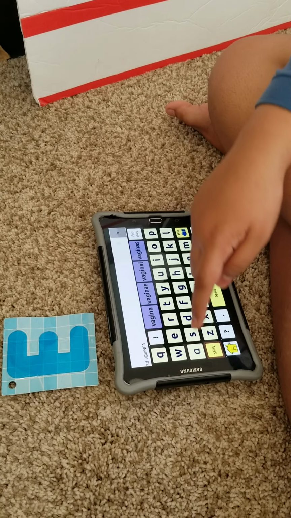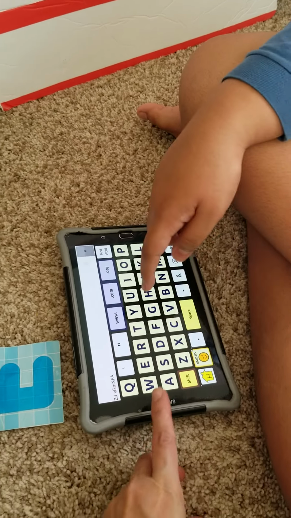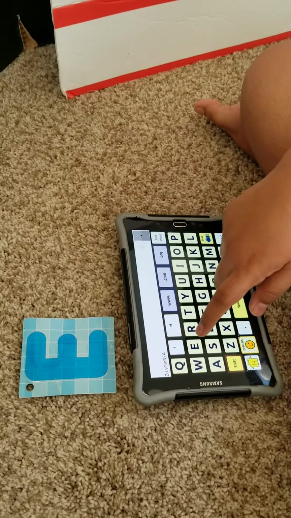A. No, Keshav, that's not it. What letter? E. E, that's letter E. How about this one? What letter is this? What letter? Come on, find it. K. K, nice job.